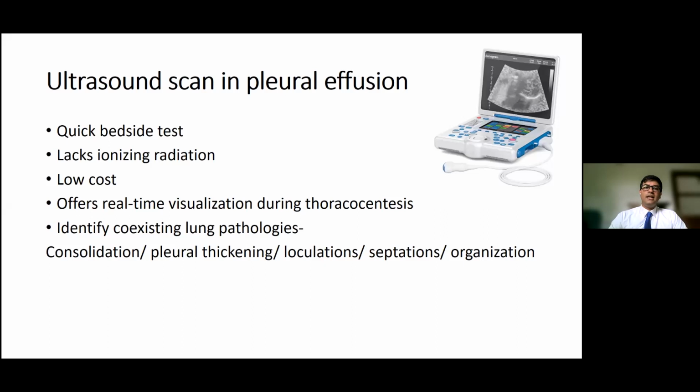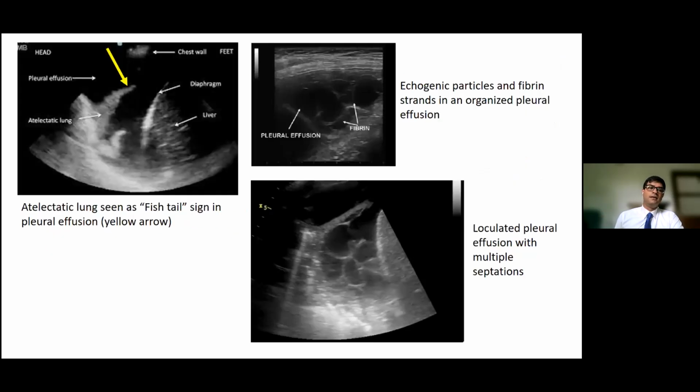Then the ultrasound scan of the pleural effusion is a quick bedside test. It lacks ionizing radiation and it's of low cost. It offers real-time visualization during the thoracocentesis. Also, it can identify coexisting lung pathology such as consolidations and pleural thickening. However, there is operator variability. The first figure on the left of the screen shows a yellow arrow where the atelectatic lung is seen, known as the classical fishtail sign.